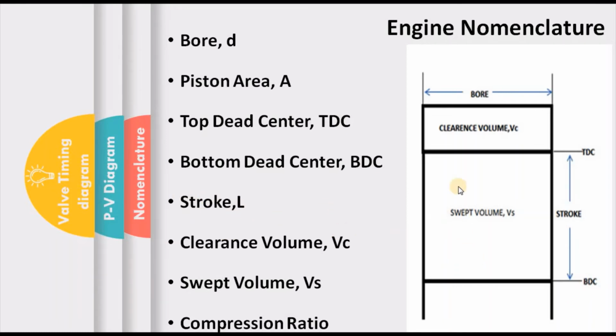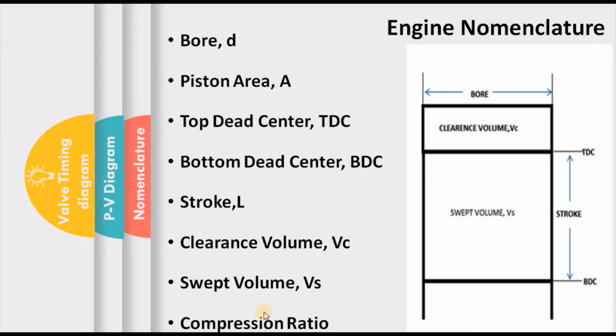When the piston is at TDC, that is top dead center, this particular volume is there. This volume is called the clearance volume. It is the nominal volume of the combustion chamber when the piston is at TDC. The nominal volume swept by the piston as it moves from one dead center to another dead center is called the swept volume. Together, the swept volume and the clearance volume are called the total volume.